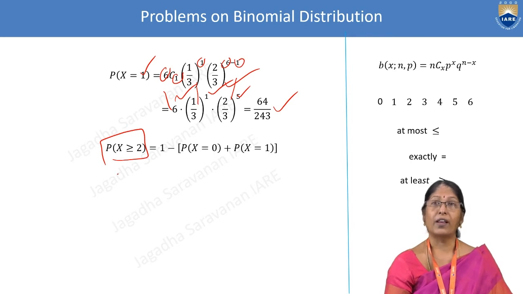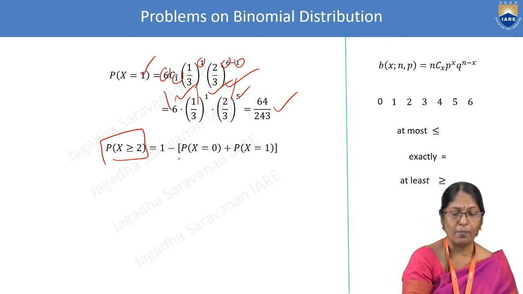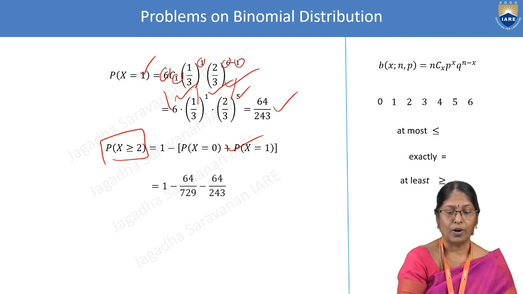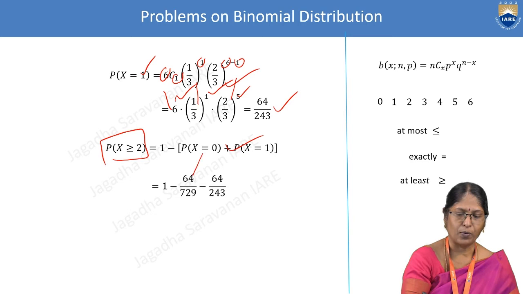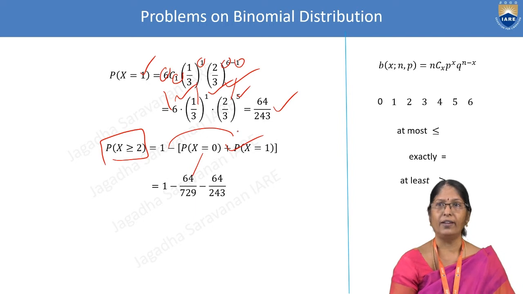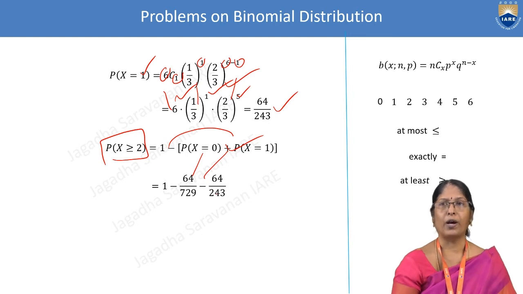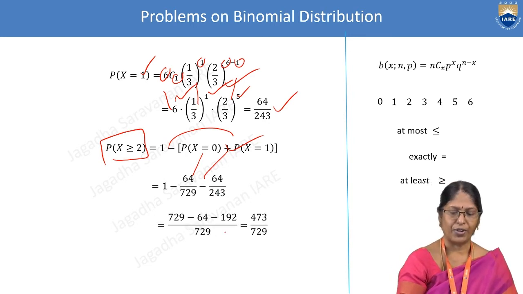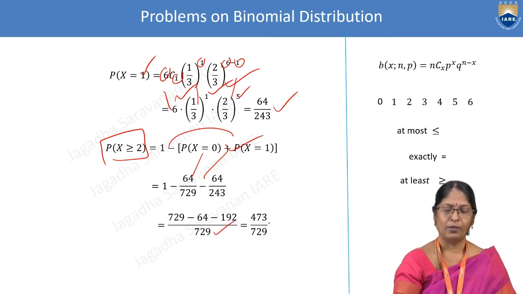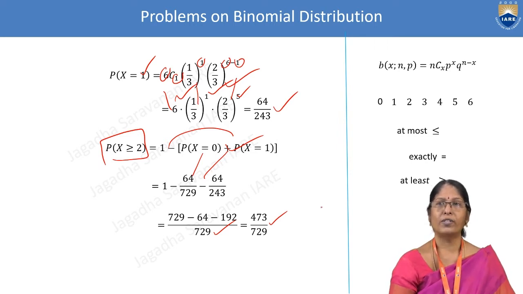P of x greater than or equal to 2. That is at least 2 times they asked. So 1 minus this. That is the smart work we did to save the time. So what are the answers we got? For x equal to 0, 64 by 729, and this minus we have taken inside. That is the reason the plus has become minus 64 by 243. We have taken the LCM completely here. 729 has become the LCM. So the final answer we got is 473 by 729.